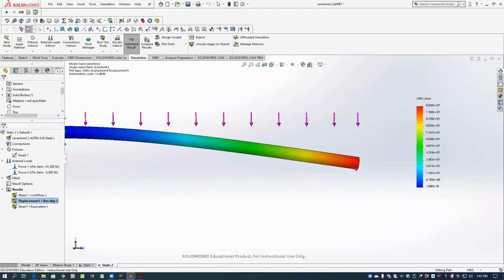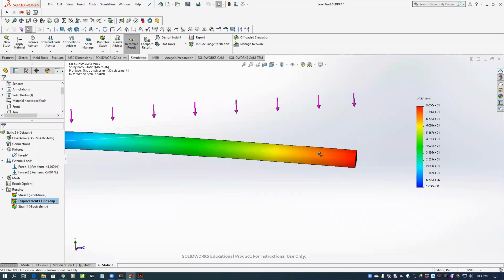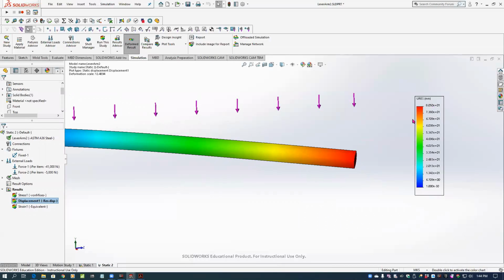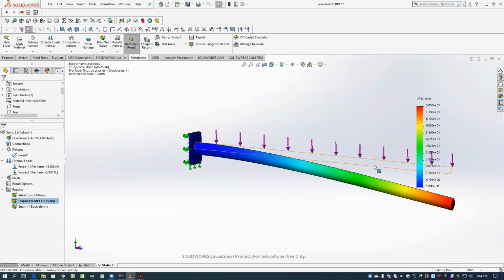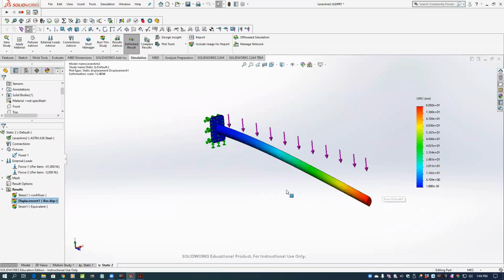You could do that manual calculation as well. Looks like that it would displace about 8 millimeters down from the end. So our deflection on the end would be about 8 millimeters. And we can also show the strain if you'd like.